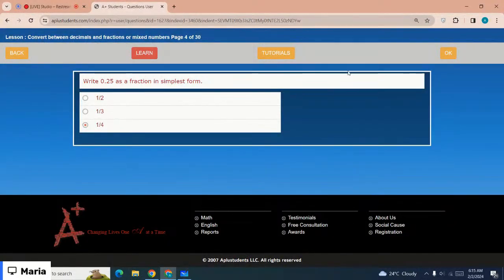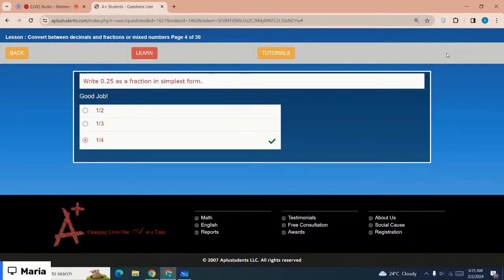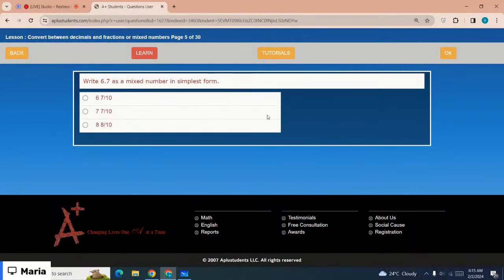That is 1 over 4. Write 6.7 as a mixed number in simplest form.